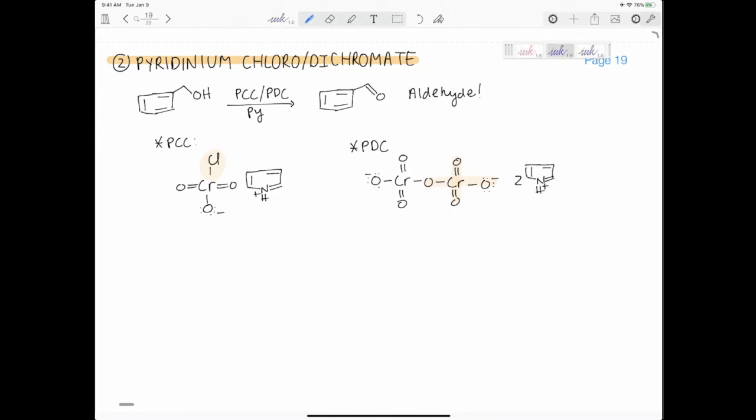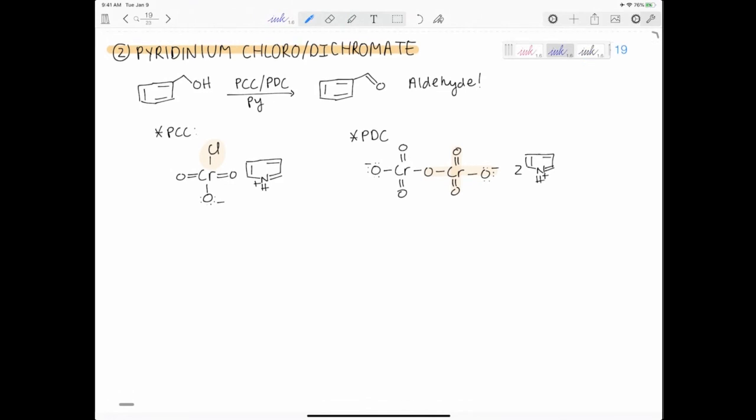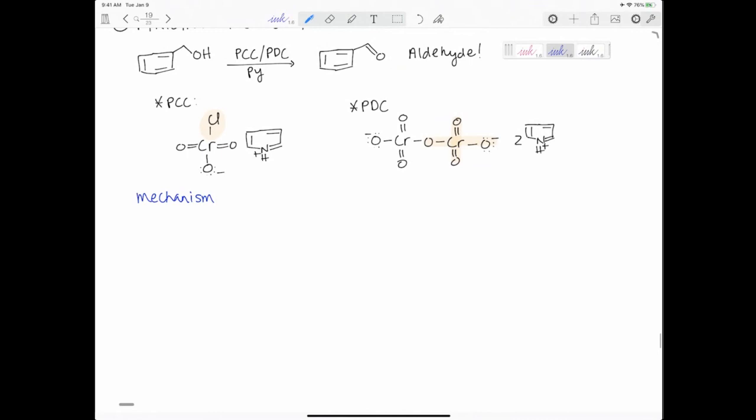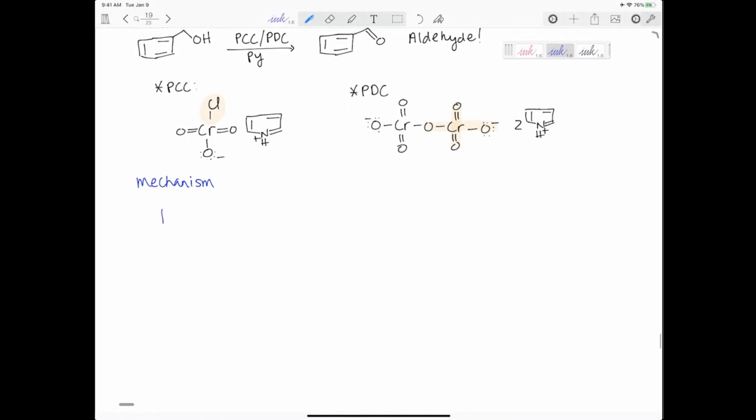So anyone want to guess what comes after this part? What are we going to talk about now? Starts with M, ends with mechanism. What's a reaction without mechanisms, right? Okay, same thing. Let's start with this here.